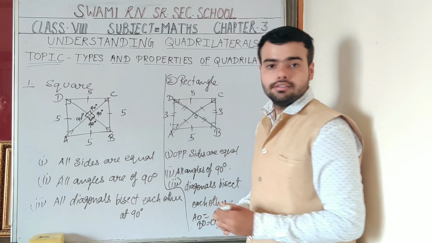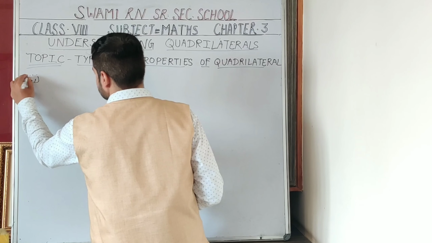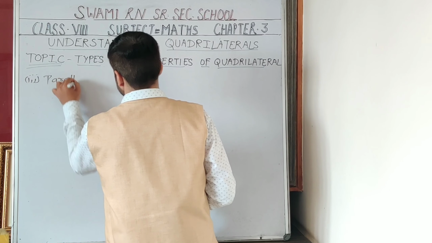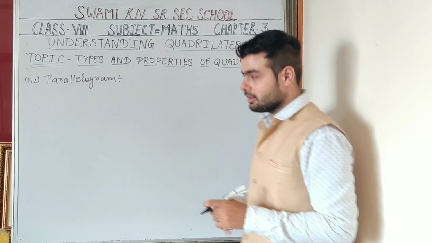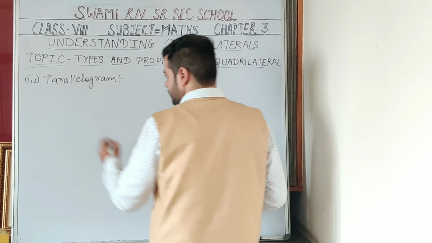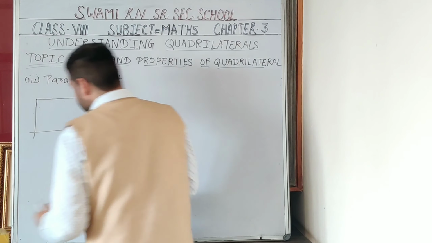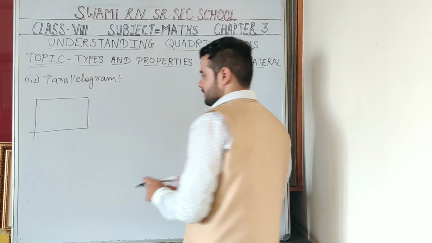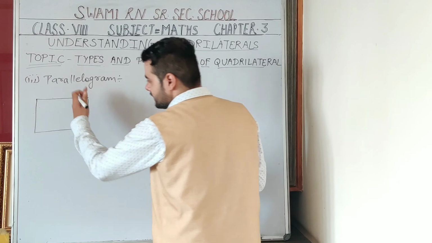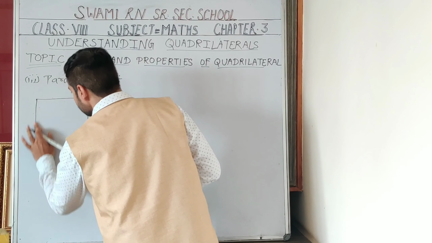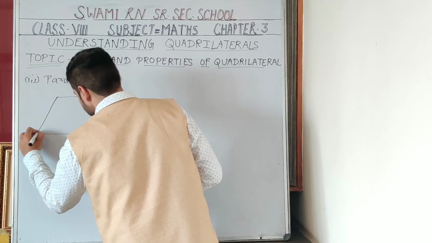Okay students, now we will take the next one, the third type, the parallelogram. Now, what is a parallelogram? We can understand it by the figure. A parallelogram is similar to a rectangle, but there is a little difference in its figure. In a rectangle all sides are straight, but in a parallelogram the sides are slanted. That is the shape of a parallelogram.